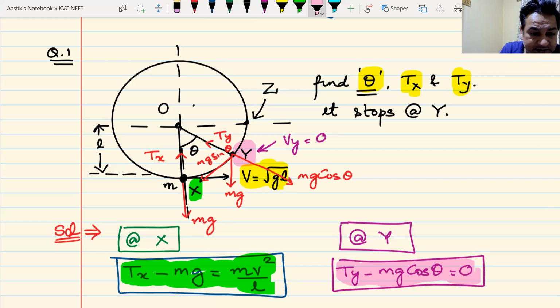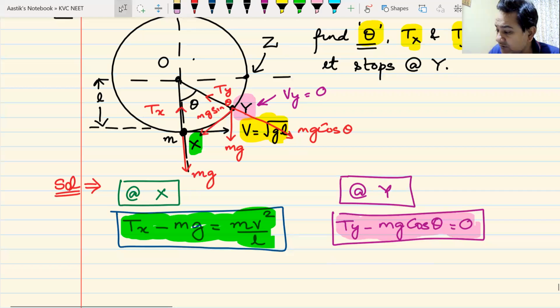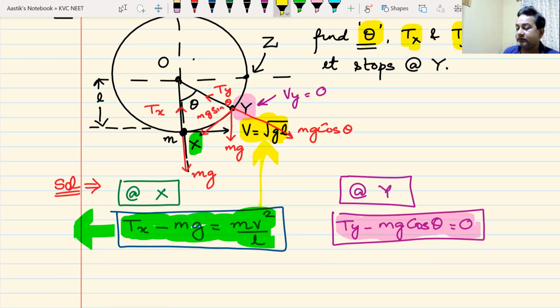Now what do I do next from here? From this equation, I know the value of V. This V is nothing but root of GL. If I put it in the equation, I would be able to get the value of Tx, the tension at point X.